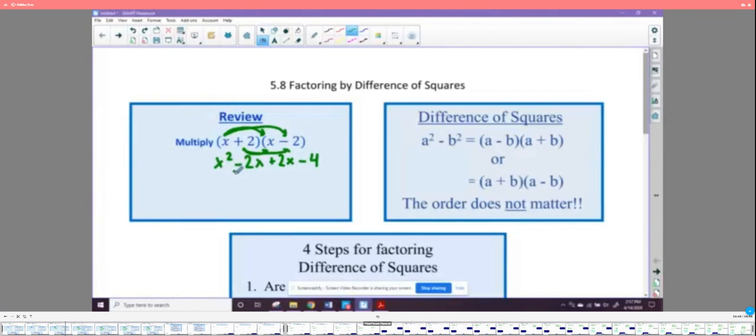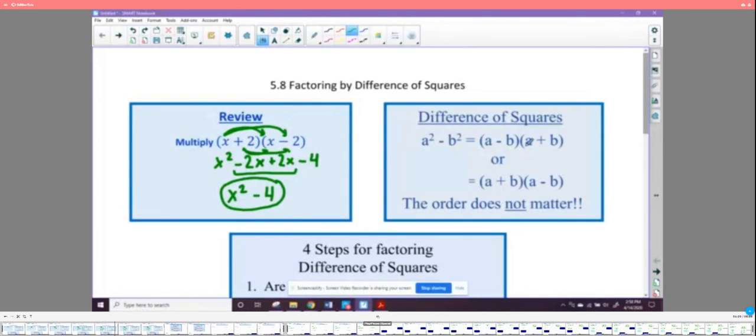Now we need to combine our like terms, which is our middle two. So -2x plus 2x cancels out and gives us 0x or nothing. So we just have x squared minus 4. So this answer here is the difference of squares. So we have a squared, which is our x squared, minus b squared, which is our 4.